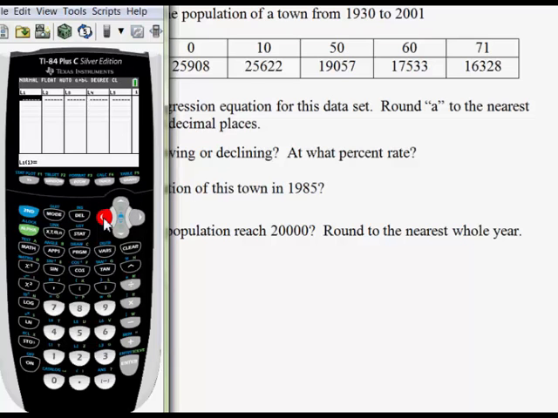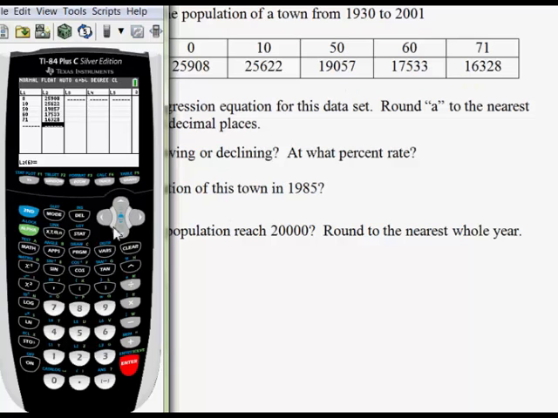Now you simply type the numbers in the top row, your input numbers, by hitting 0, enter, and then 10, enter, and then 50, enter, and then 60, enter, and finally 71, enter. And then when you hit the right arrow, it'll pop you up to the top of the next column, which is your output column, and then type the rest of the data, ending with 25,908.